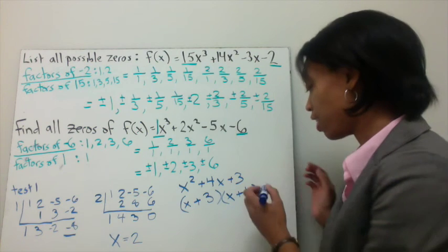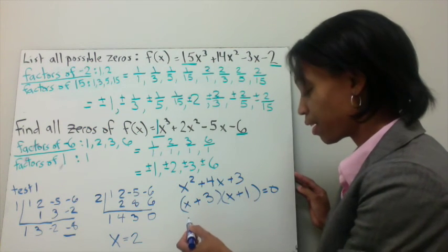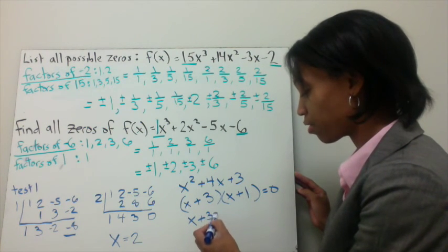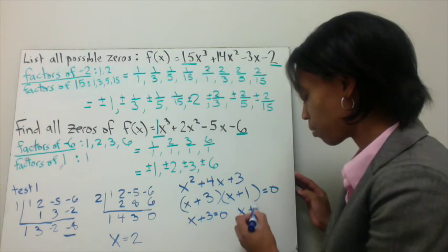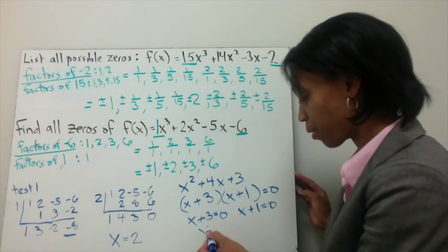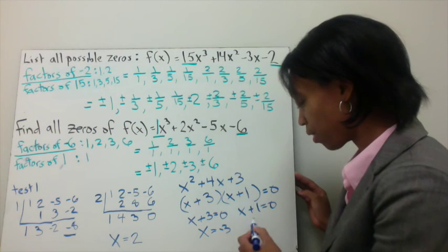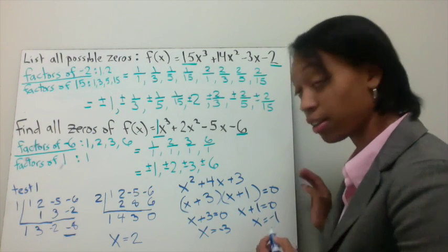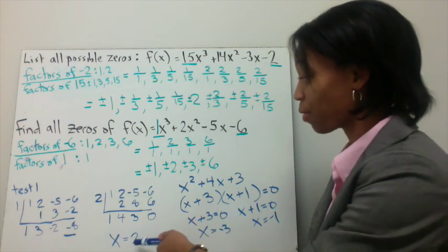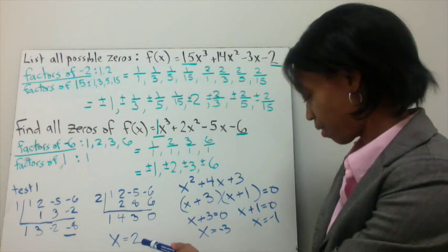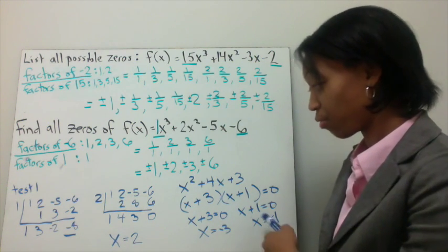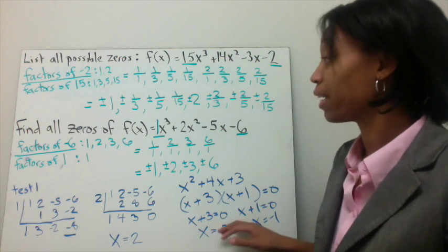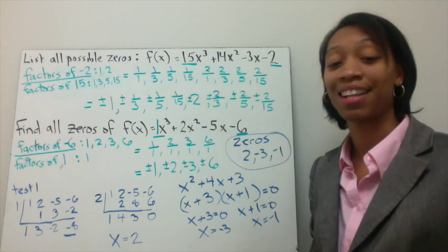Okay, so setting each of those equal to 0 gives me that x plus 3 equals 0 and x plus 1 equals 0, x equals negative 3, and x equals negative 1. So I have my 3 answers for my zeros. 2, negative 3, and negative 1 are my answers for my zeros. Great.